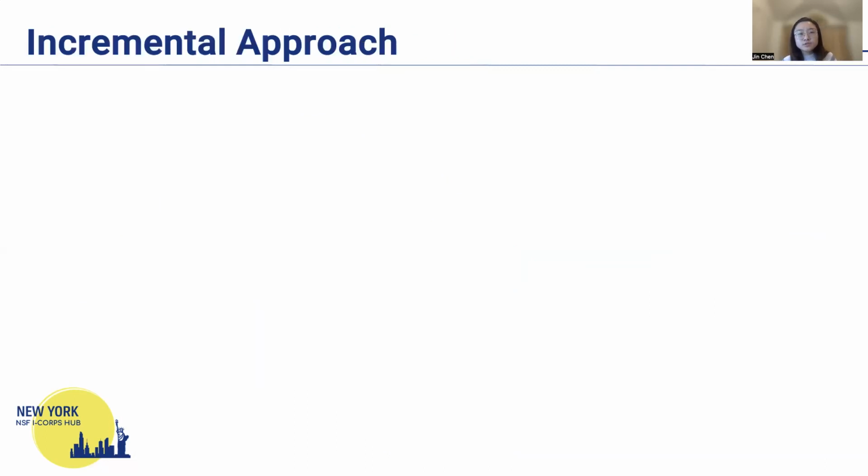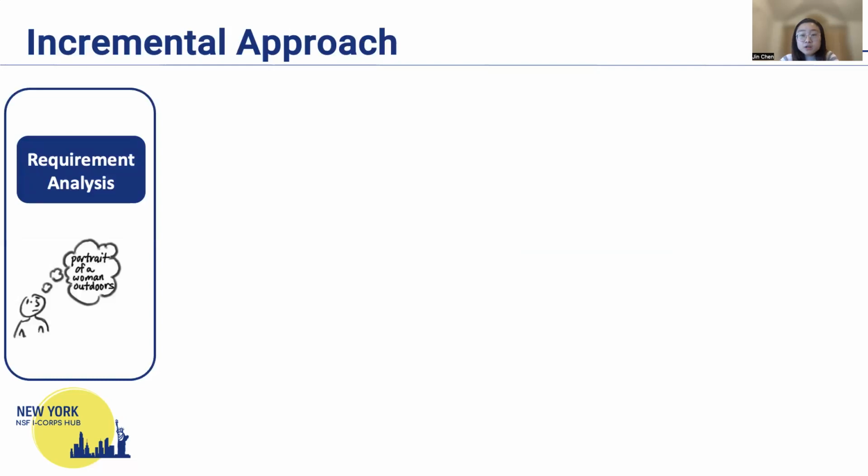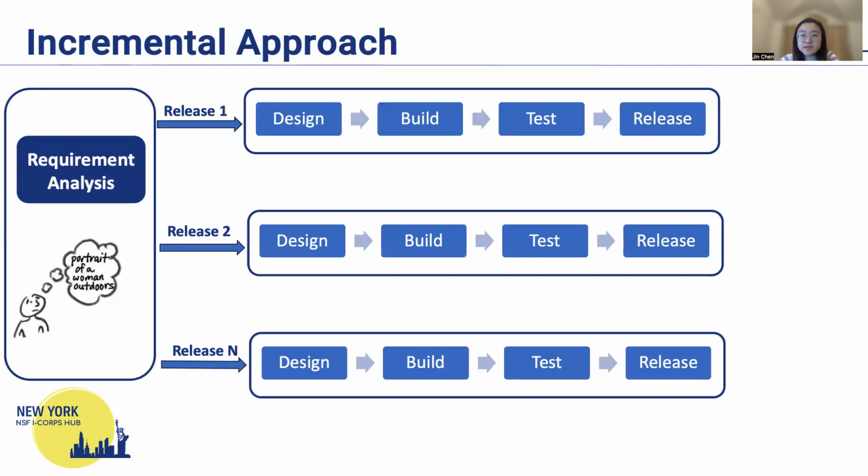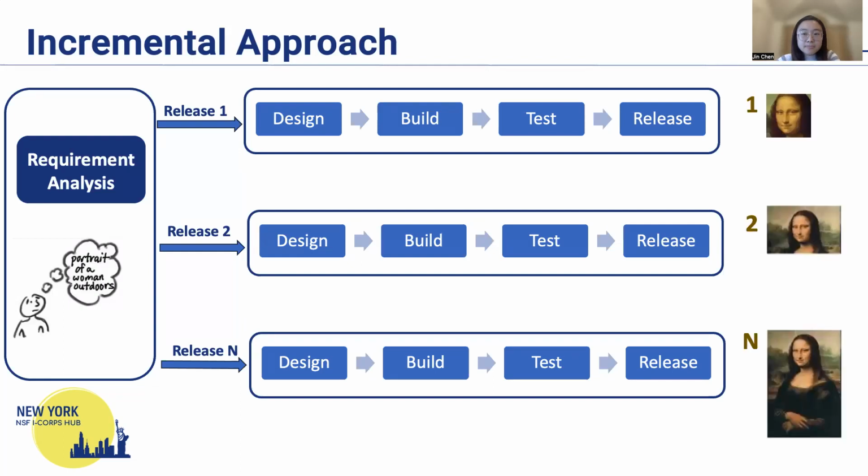So let's see another approach, incremental, which is a bit easier to adapt to change compared to the waterfall. It also starts with the requirement analysis, but then it breaks down the project into multiple pieces, where each piece is just a part of the product and is delivered in a separate cycle. So if you notice here, each release cycle is like a small waterfall approach that we just went over, which also contains the design, build, test, and release.